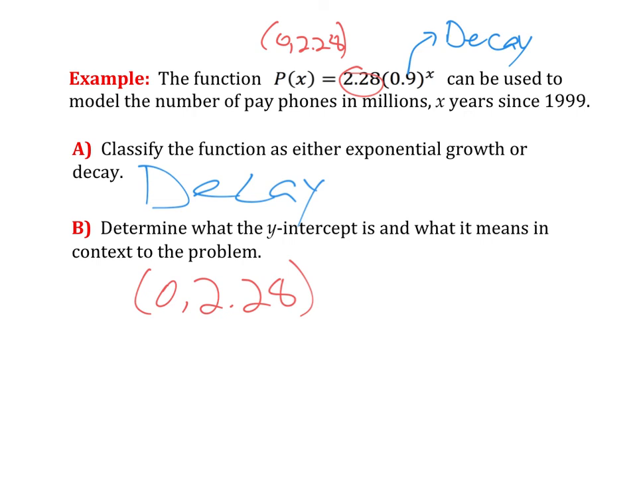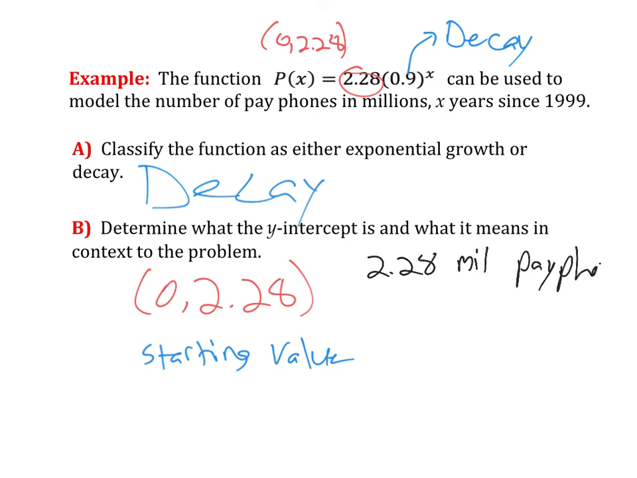Well, the y-intercept is always the starting value, right? So the starting value was 2.28. But what does that mean for this problem? Well, we started in 1999, so it's going to be talking about the starting value in 1999. And it looks like we're going number of payphones in millions. So 2.28 million payphones. 2.28, I'm going to abbreviate, million payphones in 1999. Before you guys were even alive.